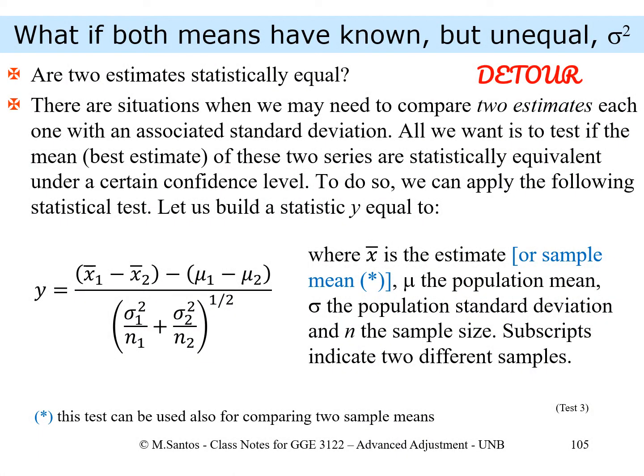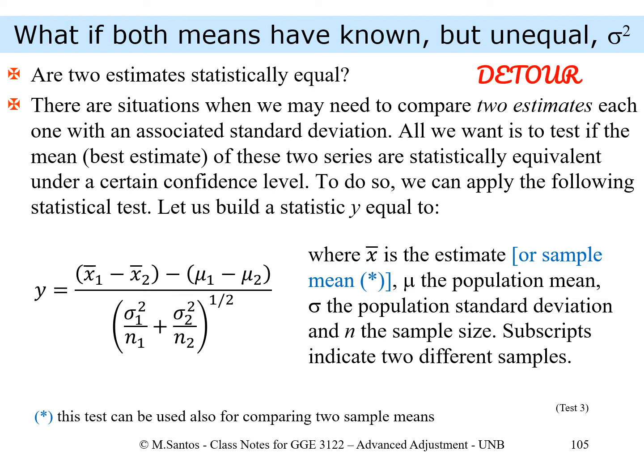Let us make a detour in the discussion on the assessment of estimated parameters and talk about a situation when you have two estimates, each one with a different variance. And I have to tell you that these tests can be treated as a general test in which these estimates may also be mean values computed from two different samples.